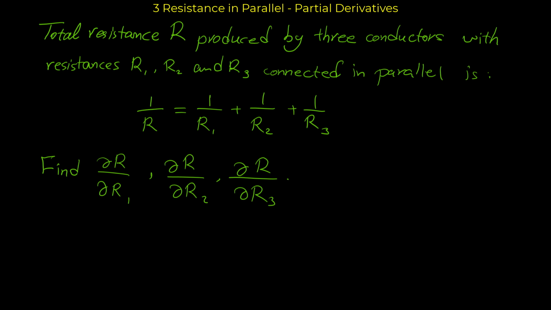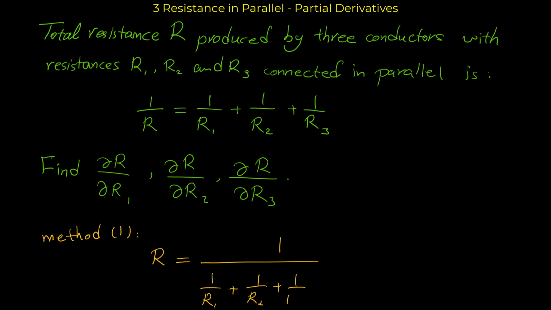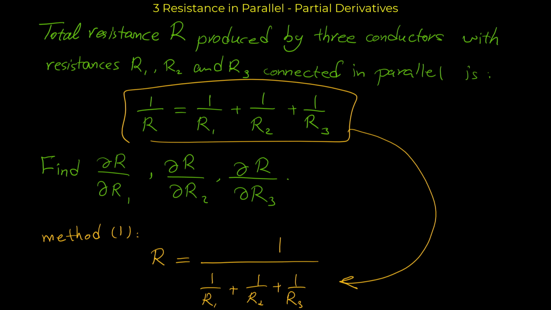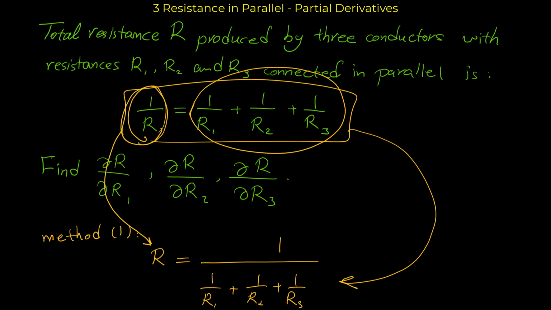For method 1, I am going to find from this relation R in terms of R1, R2, and R3, because 1 over R is given in this relation. So from that we can say that R equals 1 over R1 plus 1 over R2 plus 1 over R3. How did we get this relation from this? Very simple. We flip the left side and the right side. If we flip the left side, 1 over R would be R.